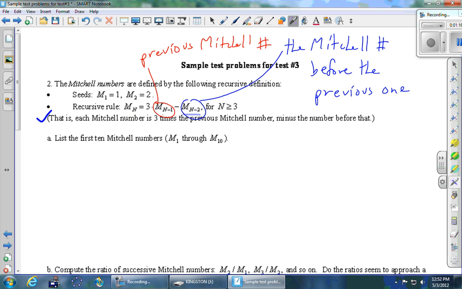This is a brand new definition. You're not supposed to have seen this definition before. It was actually made up for the purposes of this practice test. But let's see if we can do part A with this brand new made up list of numbers. It says list the first 10 Mitchell numbers. Okay, so M1 and M2 are easy because they're given. First one is 1, second one is 2. That's here.